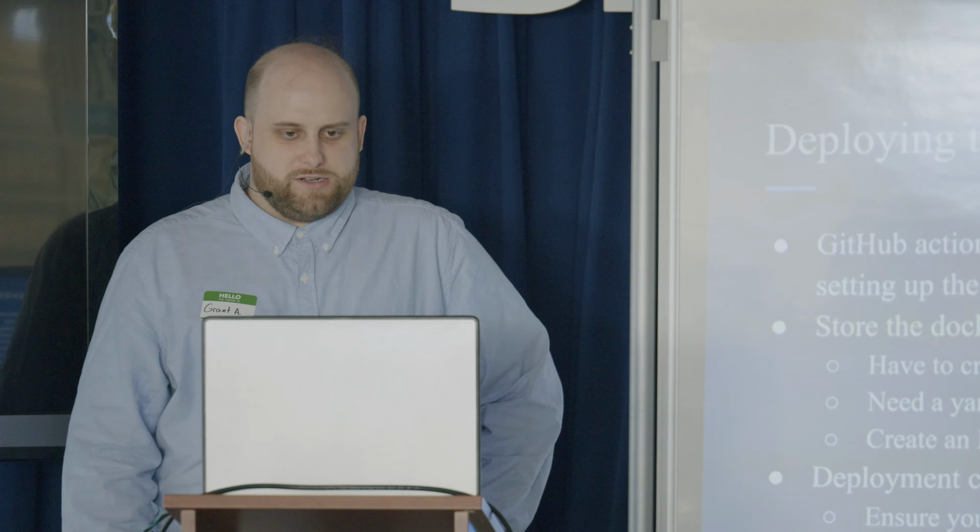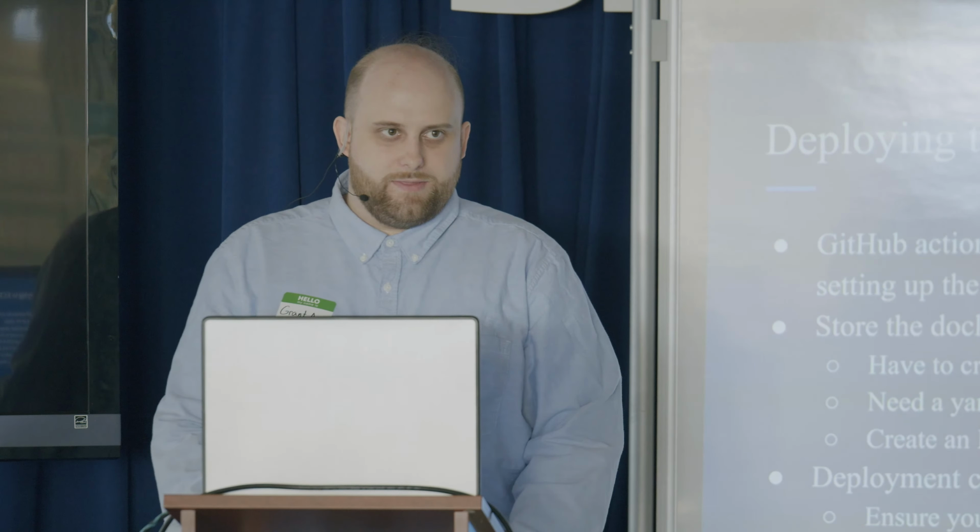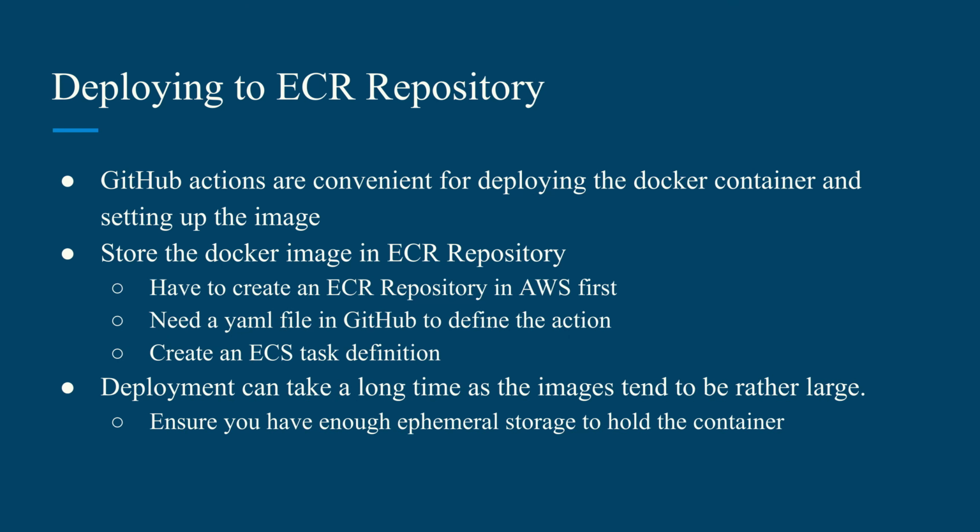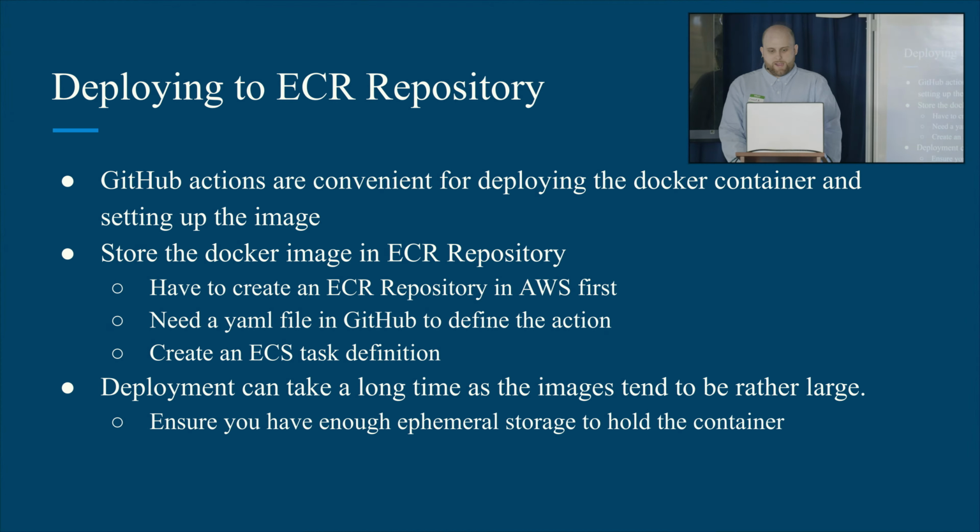What we've used are GitHub Actions. I find they're rather convenient for deploying your Docker container and setting up the image in ECR. So you store your Docker image in your ECR repository, obviously. So the first thing you're going to need to do for this is to set up an ECR repository. Then you configure your GitHub action with a YAML file in GitHub.